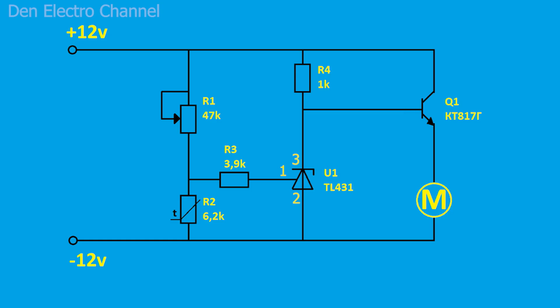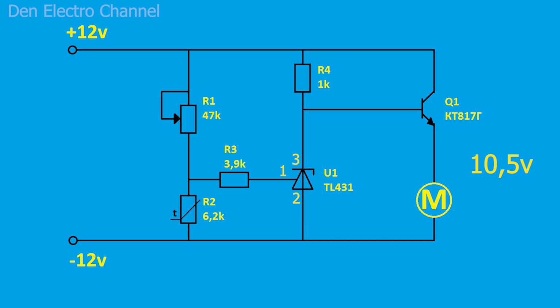A load is connected to the transistor's emitter. In this case, it's the fan. Due to the circuit's design, the full 12 volts won't be supplied to the fan. In my case, it was 10.5 volts.